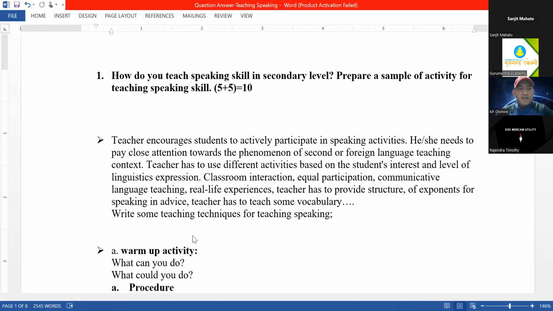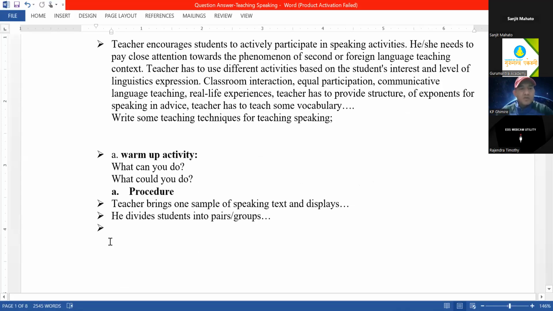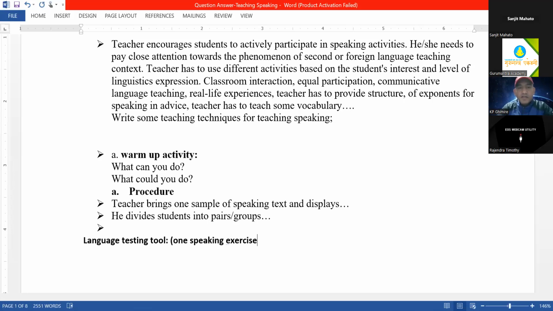Design one activity, and a language testing tool is also necessary sometimes if you have time. One language testing tool. What does this mean, sir? It means one exercise, one speaking exercise. You can simply show an example.